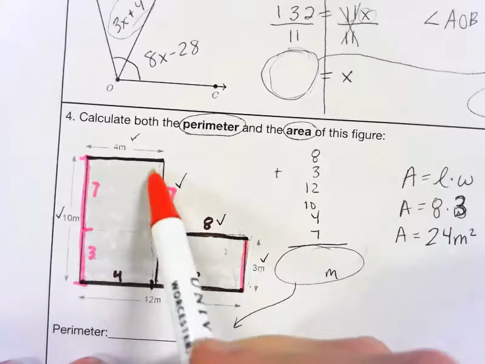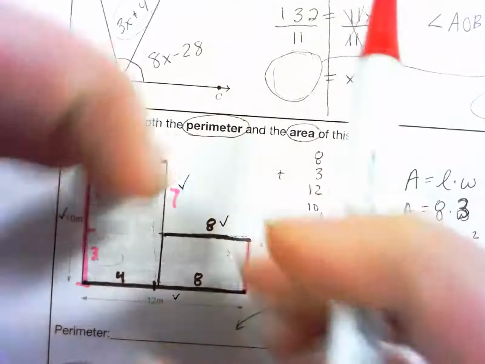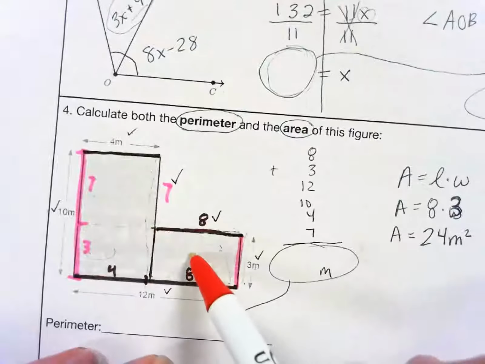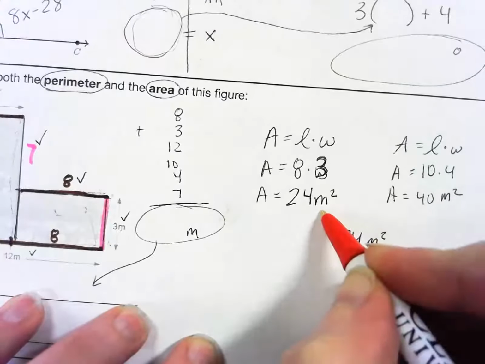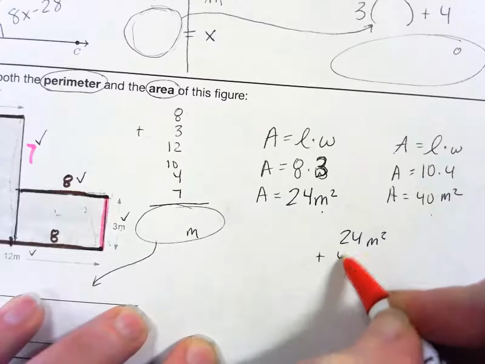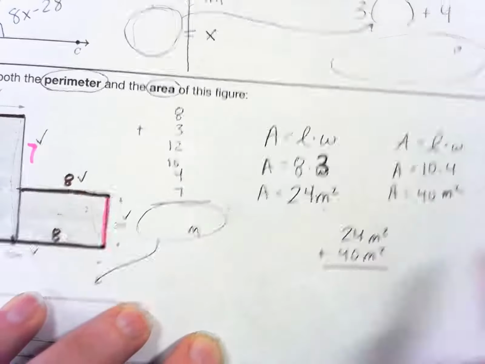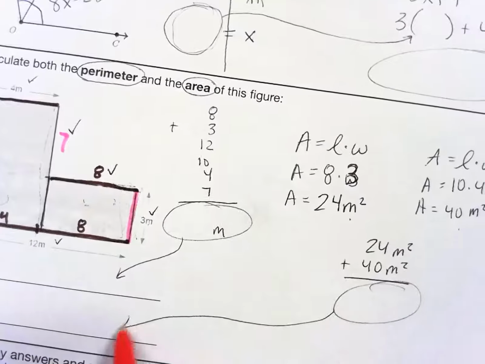And then because it's a compound shape where we're putting 2 shapes together, we need to add these 2 areas together. So 24 meters squared for this one, plus 40 meters squared for this one. Add that up, that becomes your area.